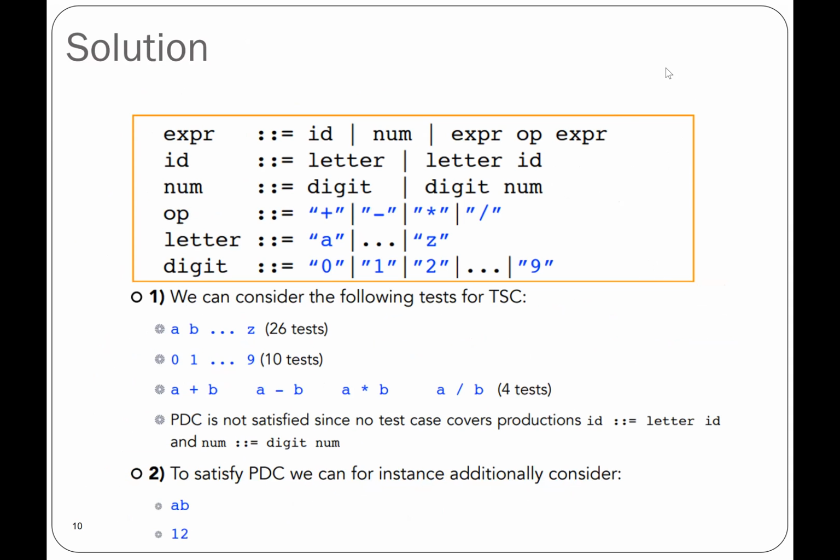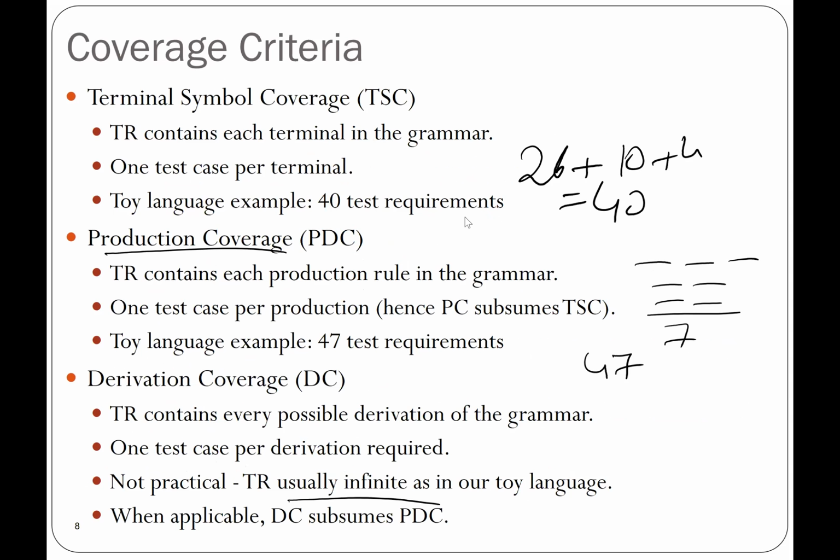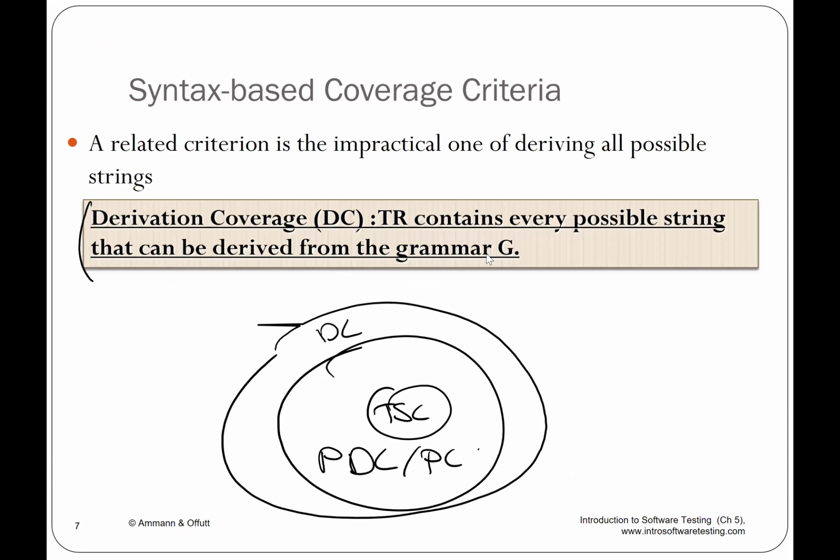One more question: how many test cases are there for TSC? For the example that we had, Abdurrahman, we had 40. So again, we're going back over here.